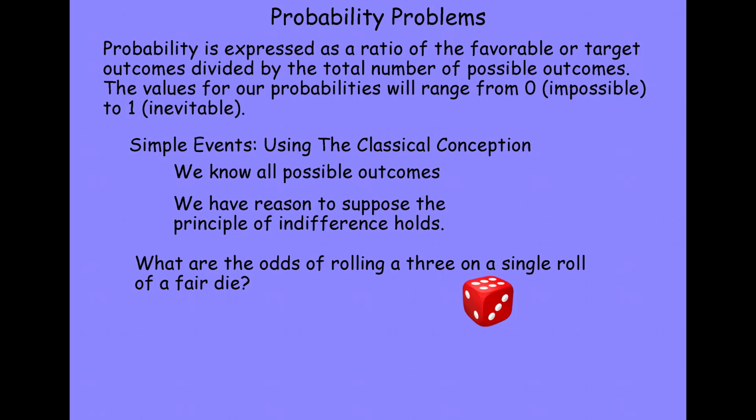Because it's a fair die, we know that every side is just as likely as every other side to come up upward facing on any given roll. And so the principle of indifference holds. And so we can assign the probability of rolling a 3 on a single roll of a fair die using our classical conception and plugging in those numbers. So the probability of rolling a 3 equals the favorable or target outcomes divided by the total number of possible outcomes, which in this case is going to equal 1, the number of faces that have 3 dots, divided by 6, the number of possible outcomes or different faces on our die.